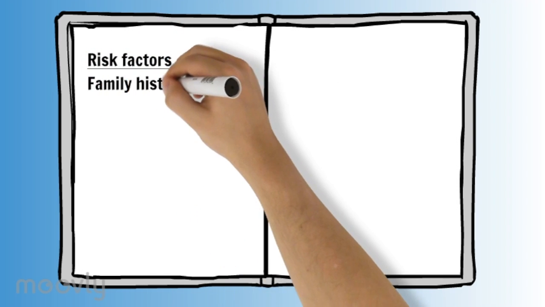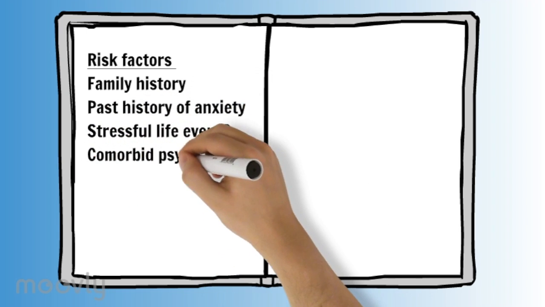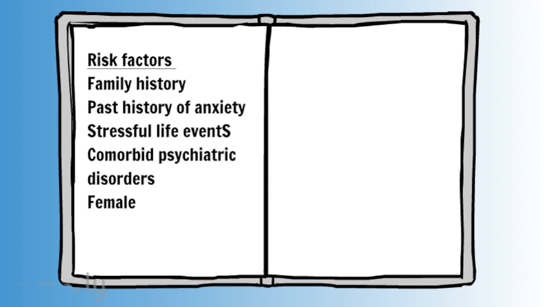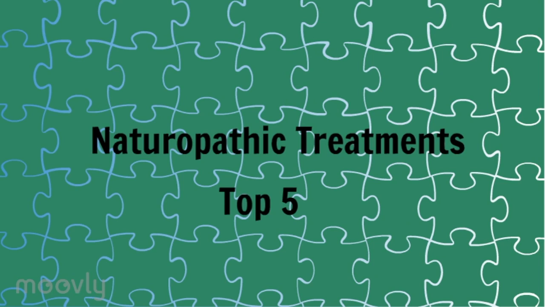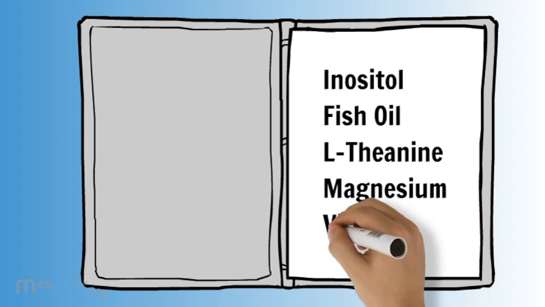Risk factors that should be considered in diagnosing anxiety include family history, past history of anxiety, a stressful life event, comorbid psychiatric disorders, especially depression, and being female. There are a variety of treatment options from a naturopathic perspective, so many, in fact, that I decided to narrow down the top 5 that, after reviewing the literature, appear to have the most research in their favor for treating anxiety. Top considerations for naturopathic treatment of anxiety should include inositol, fish oil, L-theanine, magnesium, and vitamin C.